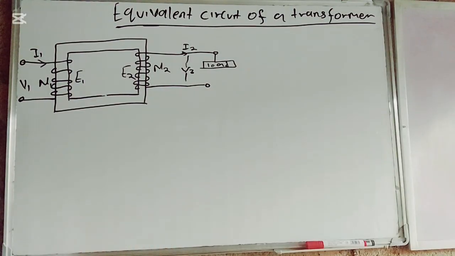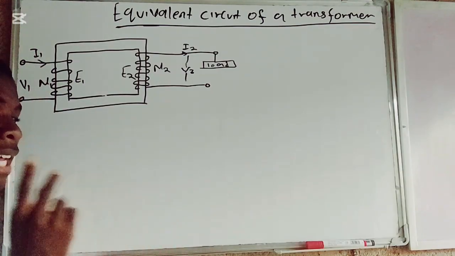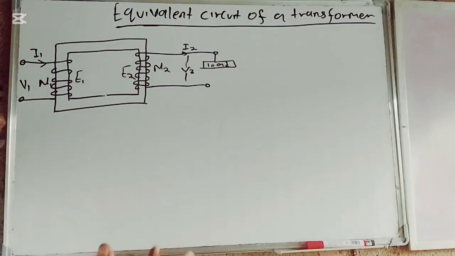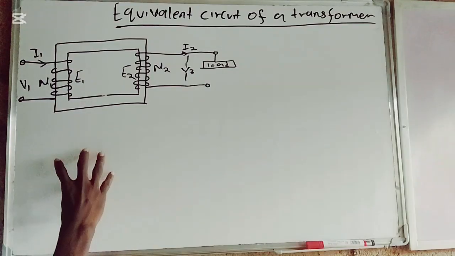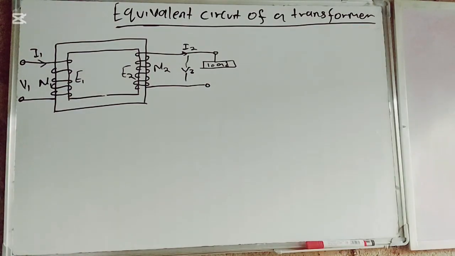From the definition of a transformer, I explained that the equivalent circuit of a transformer consists of an ideal transformer connected externally to the reactance, the impedance and the resistance. So we have to draw an equivalent circuit of primary and secondary.